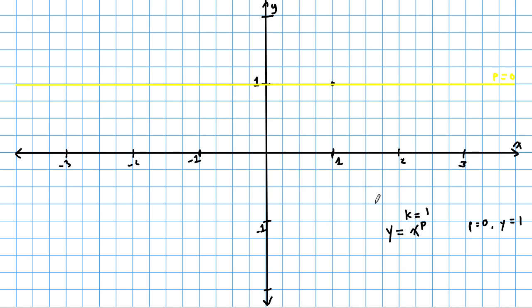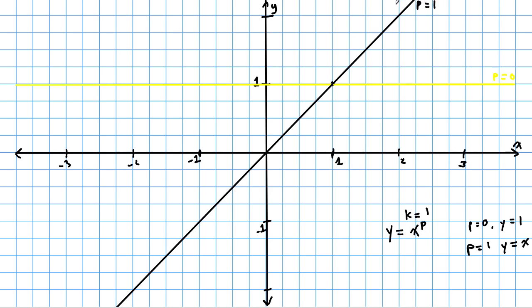So let's look at the next simple case. What happens when p is 1? Then y equals x to the first power, which is just x. This simply means the input and the output are the same. So that means we have a slope of 1. We'll go through the diagonal of every grid square. So let's put this one in black. This is when p is 1. We have a straight line.